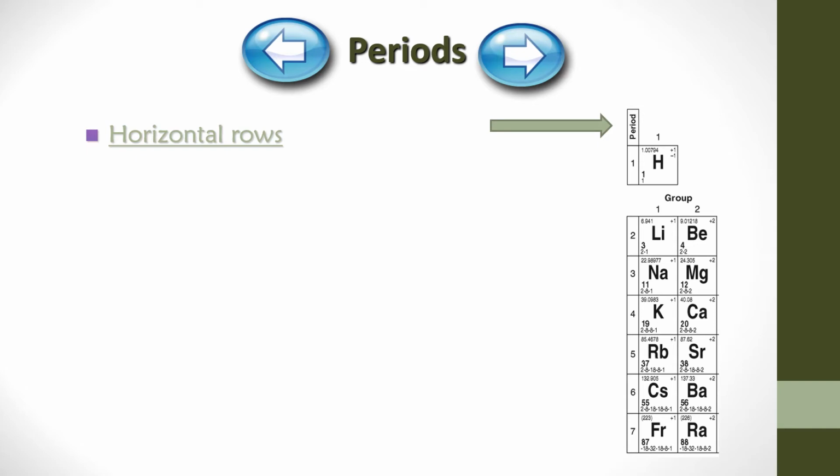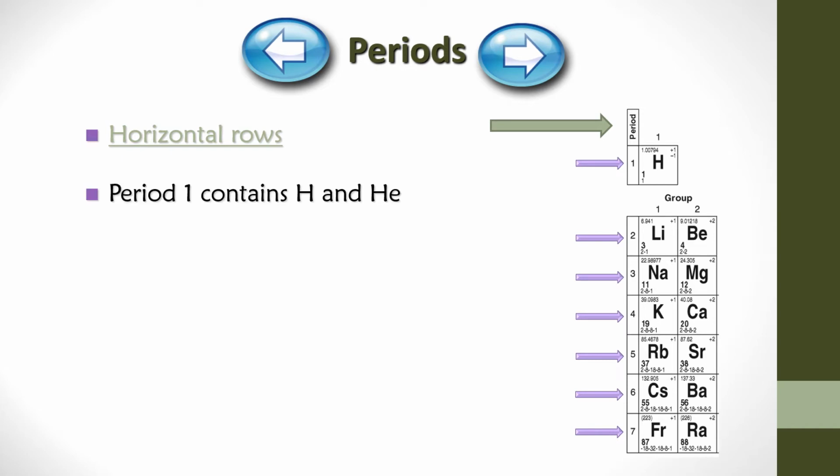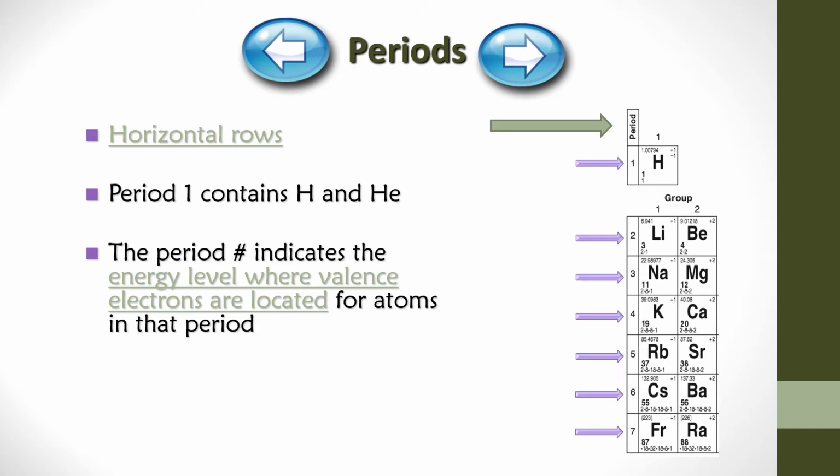So basically, overall, we have 1, 2, 3, 4, 5, 6, 7 of those rows, which means we have 7 periods in the periodic table. So the first period would contain hydrogen and helium. Second would then contain lithium, beryllium, and so on. Okay, so what do these periods tell us? The period number specifically just indicates the energy level in which we'll have the valence electrons.